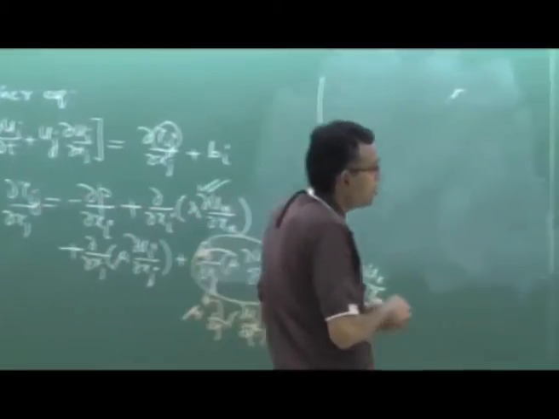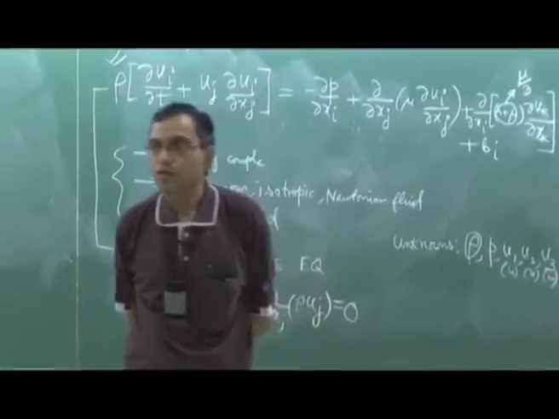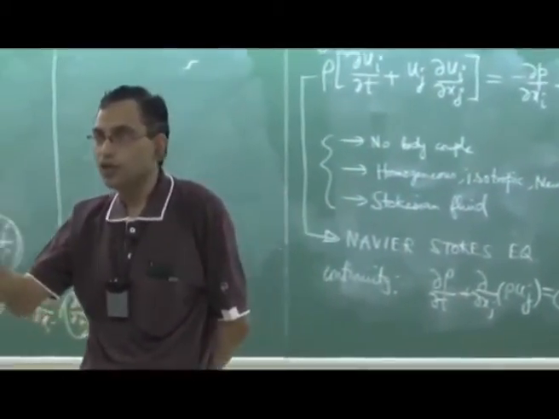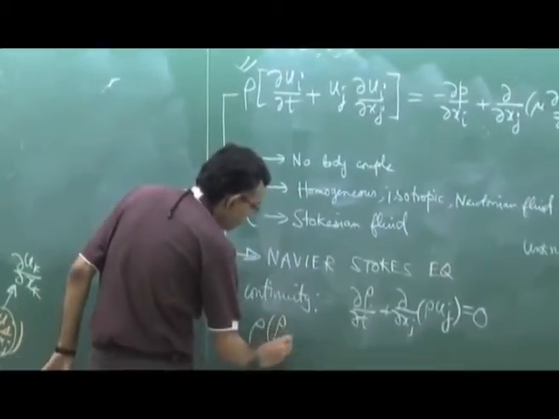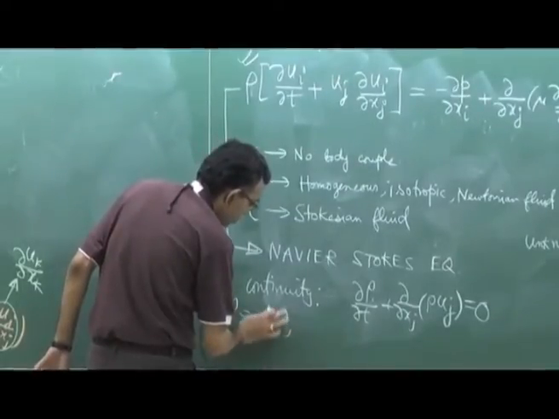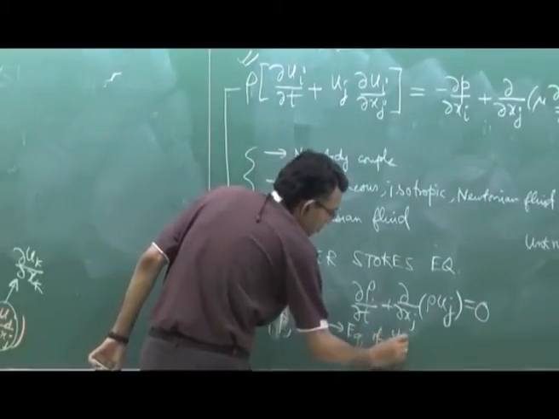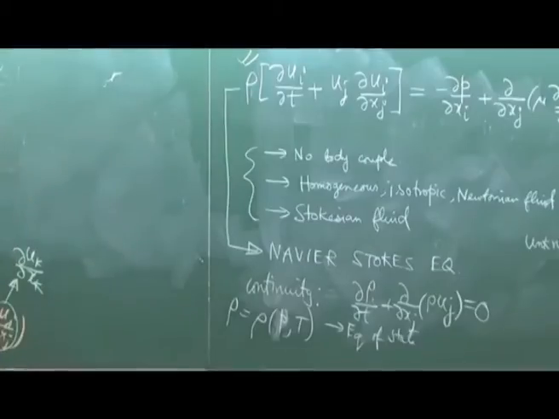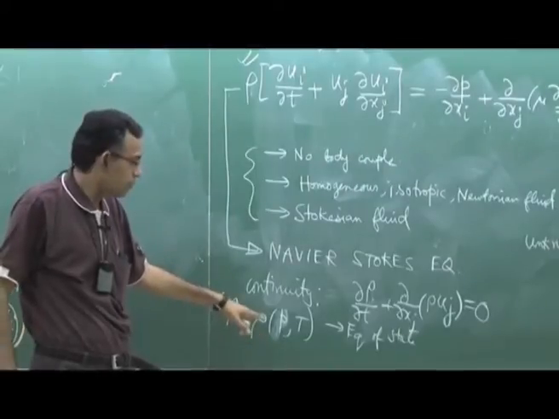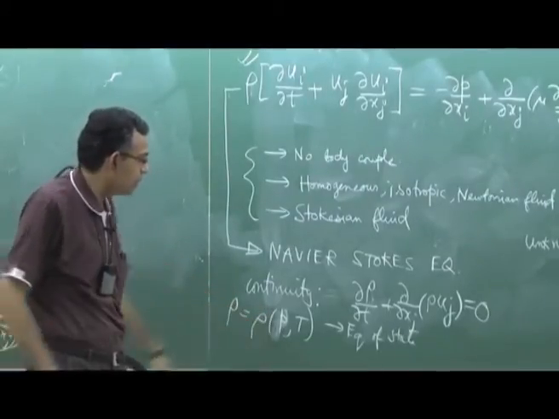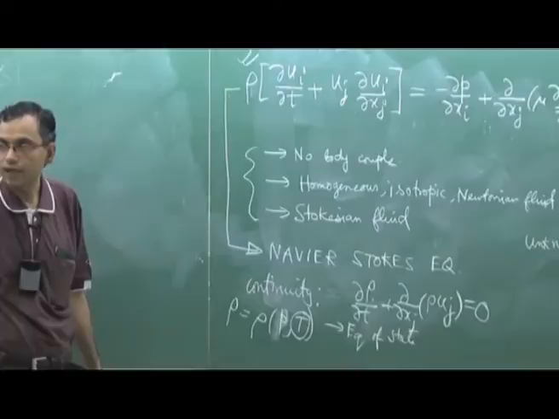However, if rho is not given, then rho is a function of what? Rho is a function of pressure and temperature through the equation of state. So rho is a function of pressure and temperature. This is the equation of state. But you have increased another equation. You have got another equation, but you have increased another unknown. The unknown is temperature, right?